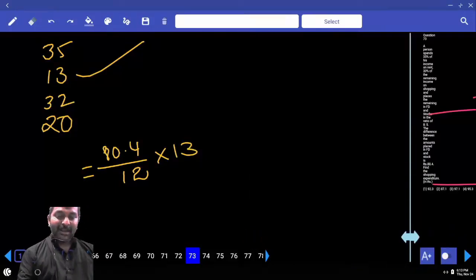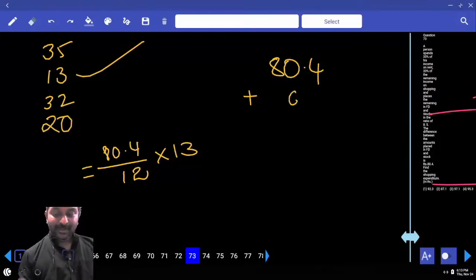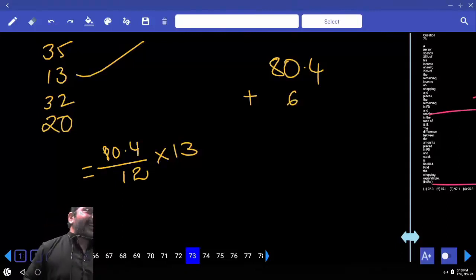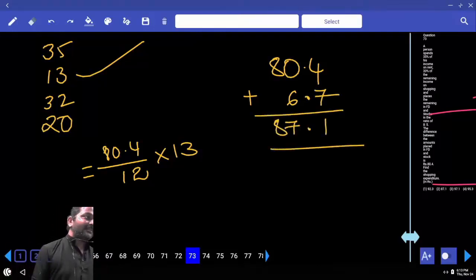Divided by 12. So 80.4 is 12%. To this, if I can add the 1% value, I am done. Using 12% divided by 12 will give you the 1% value. Divided by 12. 12 six times is 72. How much is left? 8.4. 12 how many times? 7 times, which is 87.1. Done.